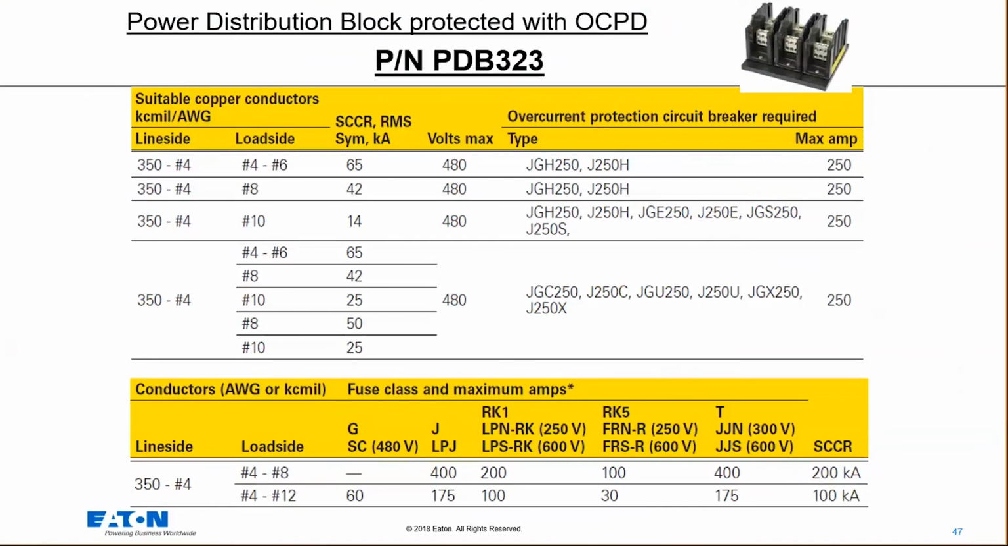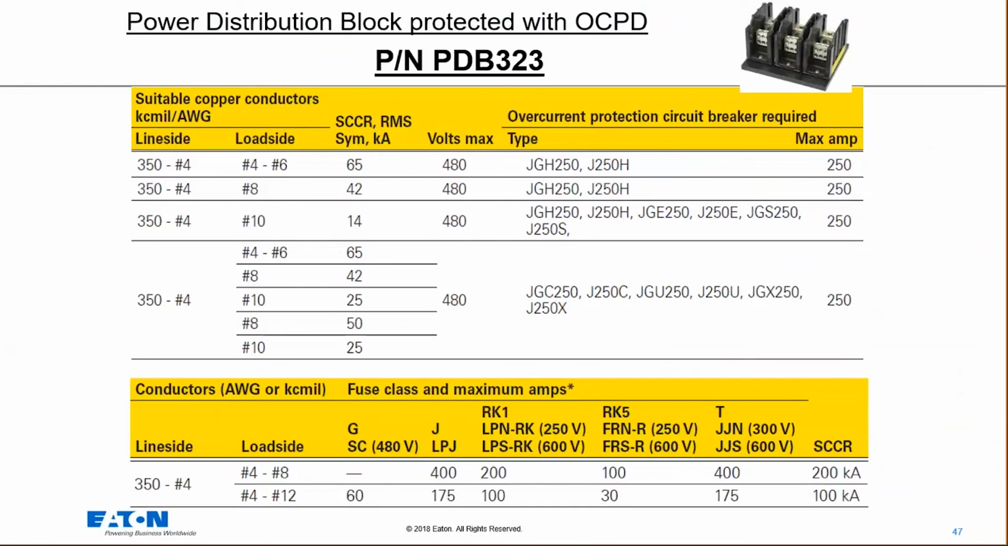And it's not uncommon to see this in the power distribution block world for sure. And this can happen with other devices as well. Certainly we saw it yesterday with the contactor where I have one rating with a fuse and one rating with a circuit breaker. Well, it gets even more granular in some cases, especially this particular case. So now if I'm looking at my ratings on here, what are they? So if I look at the top row, on my line side, I've got 350 to a number 4. On the load side, I've got a number 4 to a number 6.